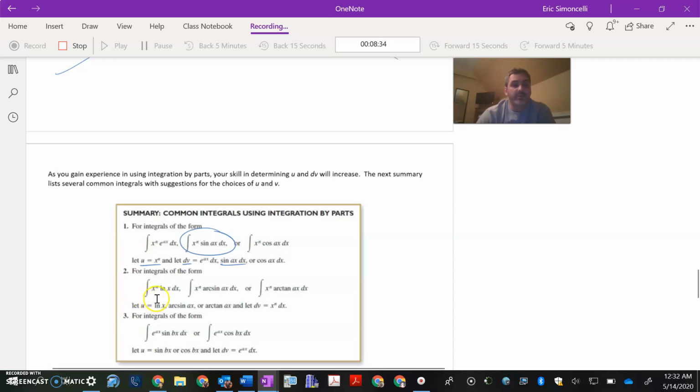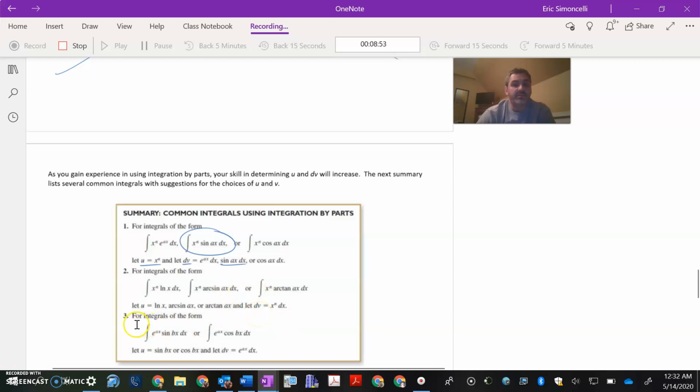For integrals of the form x to the n times natural log of x dx, that I'll just speak to, we're going to let u equal natural log of x, arc sine of ax, or arc tangent ax, while we let dv equal x to the n dx. It will be, again, more advantageous if you do it that way.